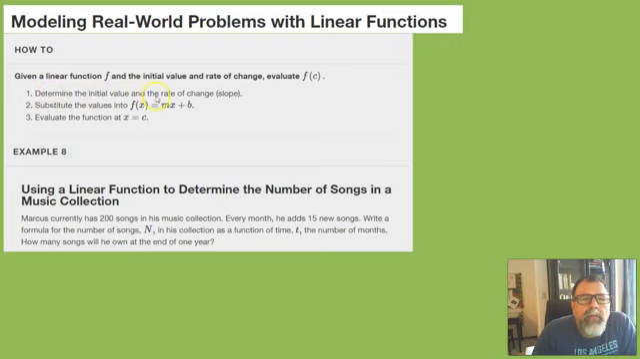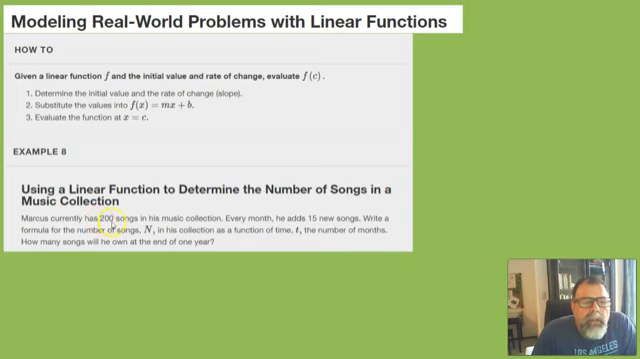Determine the initial value and the rate of change, which is the slope. Then you're going to substitute the values into the equation, f of x equals mx plus b, and evaluate the function at x equals c. Alright, so let's look at example 8 here.